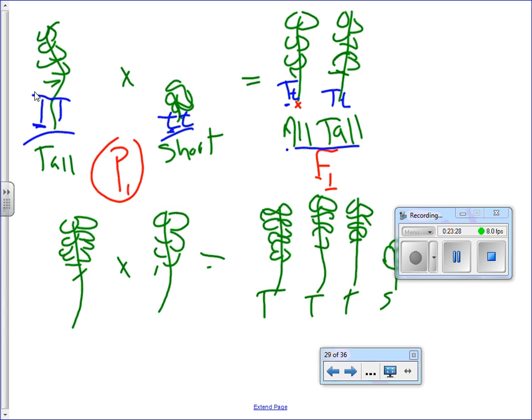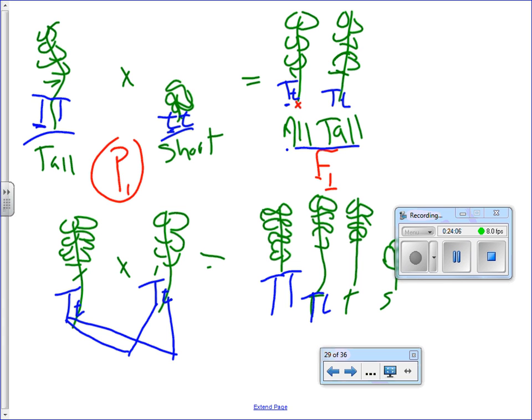Now here's where it gets really cool. So now these ones are both big T, little t, right? Big T, little t. So now each of these plants gets one allele from mom and the other one from dad. So they could get big T, big T. Or they could get this big T and this little t, in which case they'd still be tall, right? Or they could get this little t and this big T, little t, big T, still going to be tall, right? Or they could get little t and little t.